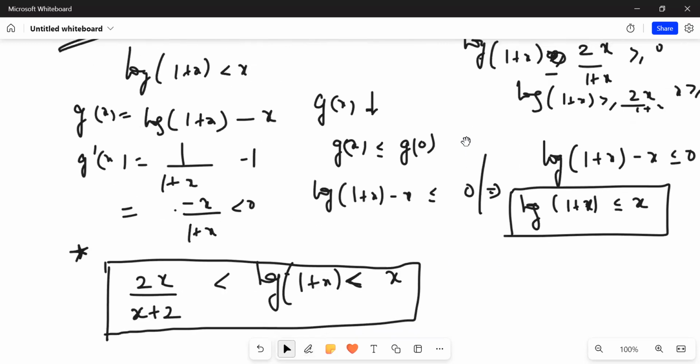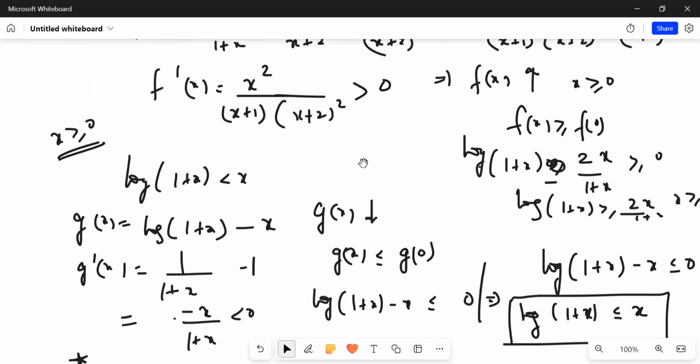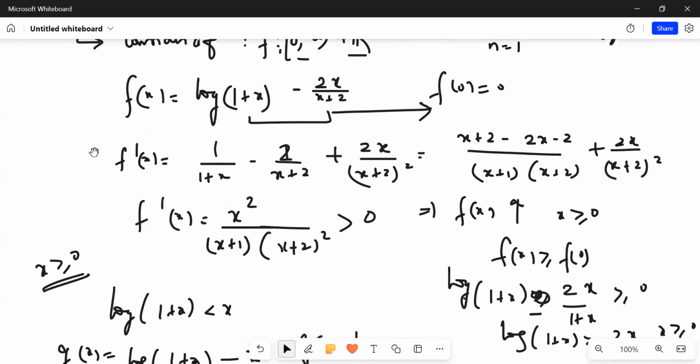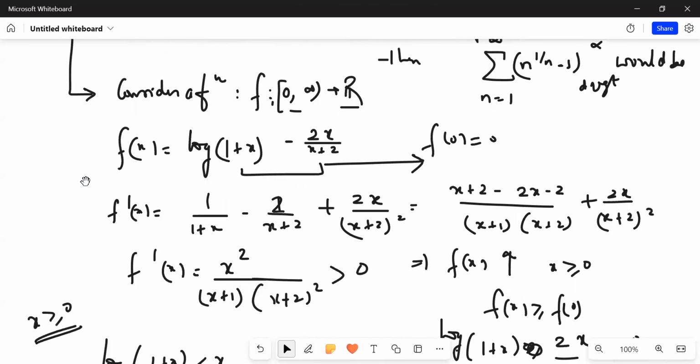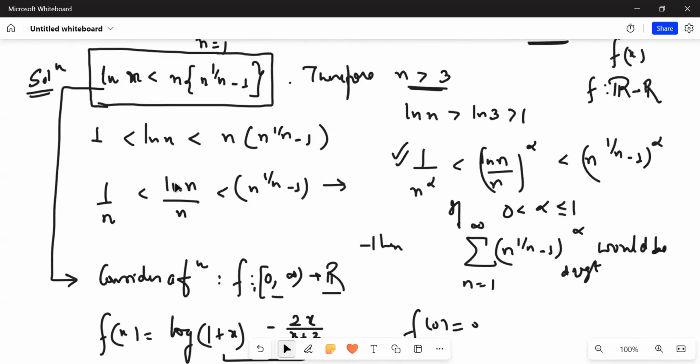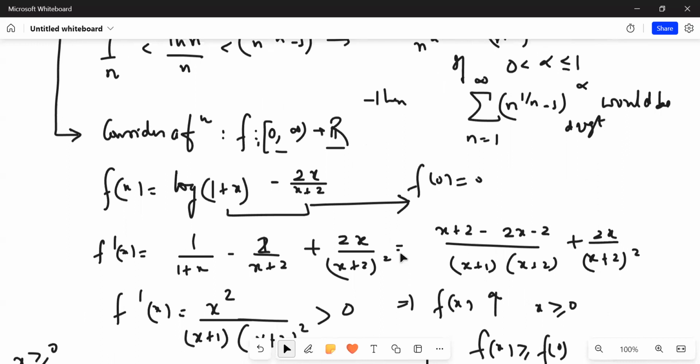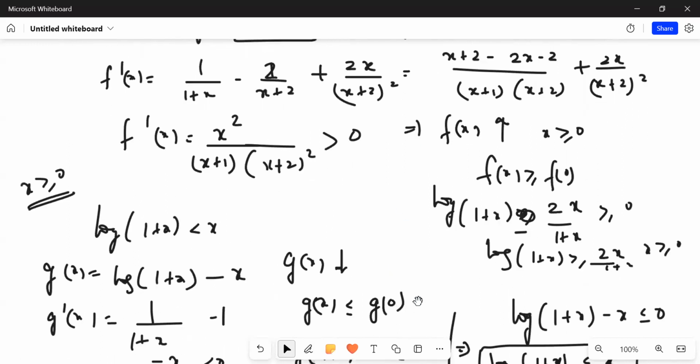See, this I think you should remember. Now let us get back to the problem. Okay, so what was the problem? The problem was this, which I've already solved, but I have to prove that log n is less than n into n to the power 1 by n minus 1. This I have to prove. Okay, now let us see how it goes.